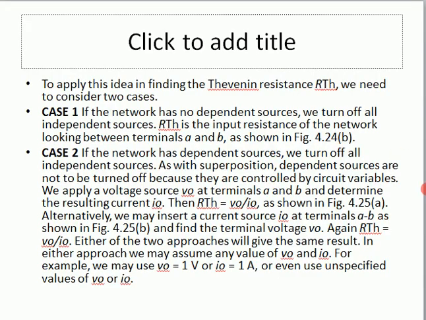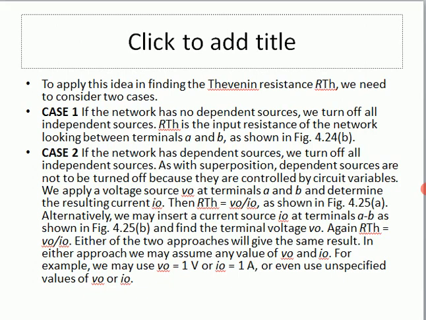So in order to find out the Thevenin resistance, we have to consider two cases. The first case is this: if the network has no dependent source, that is, we are having only independent sources, then we will turn off all the independent sources, and the R Thevenin is the input resistance of the network looking between the terminals A and B. It is the same point that we have discussed in the previous slide.